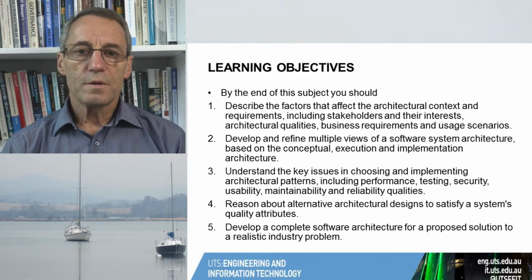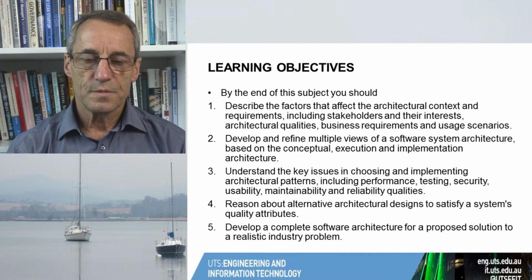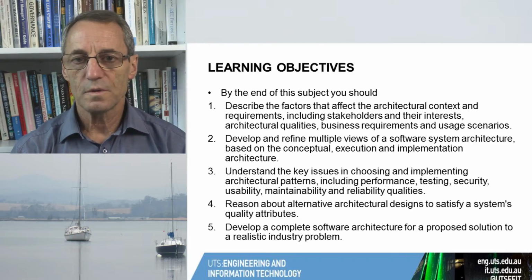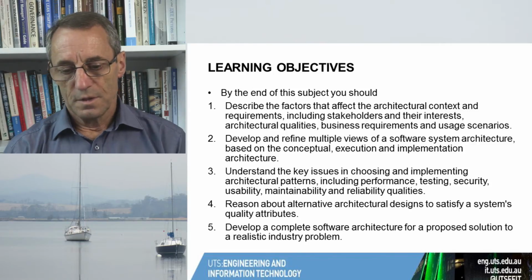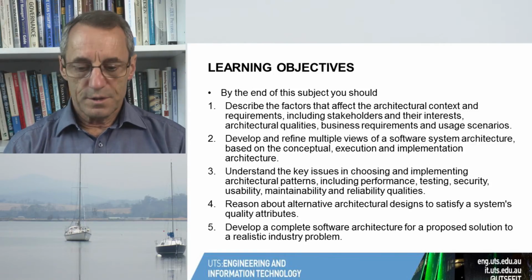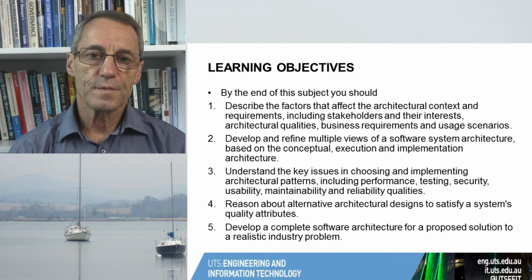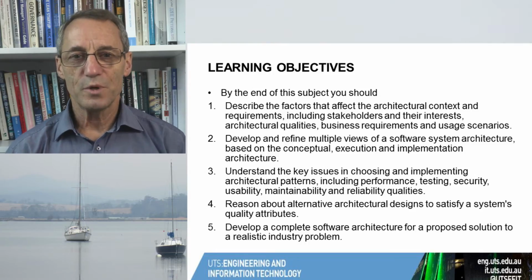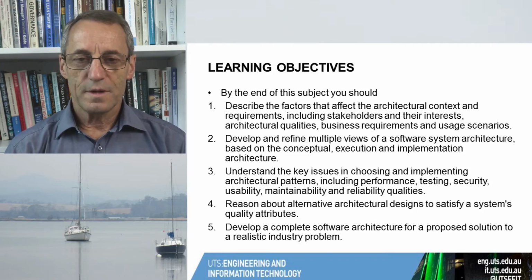You'll be able to reason about alternative architecture implementations or alternative architectures to either provide more or less functionality or to improve one or other of the architecture characteristics. You'll be able to develop a complete architecture for a proposed solution to a realistic industry problem. So that is, having learned it piece by piece, you put it all together and do a complete architecture. So they are the learning objectives.